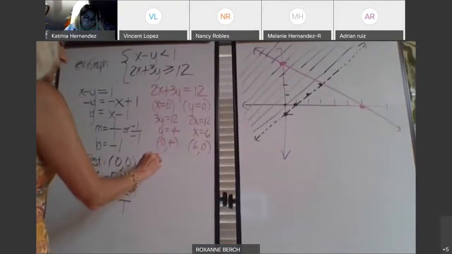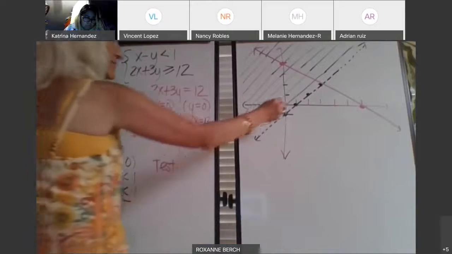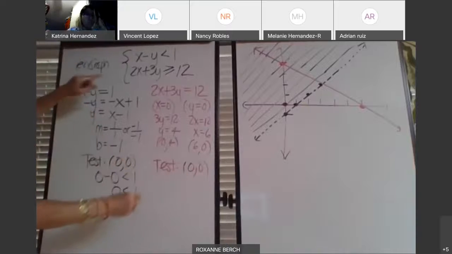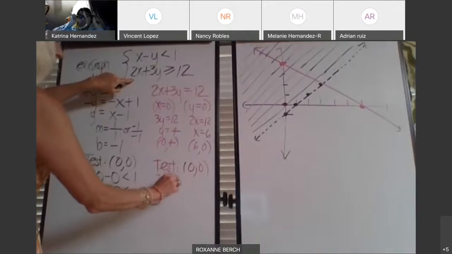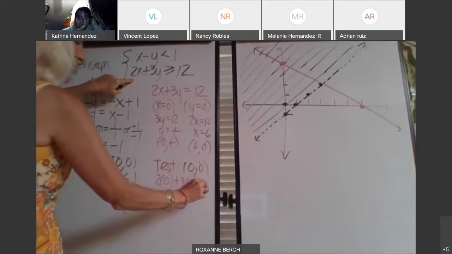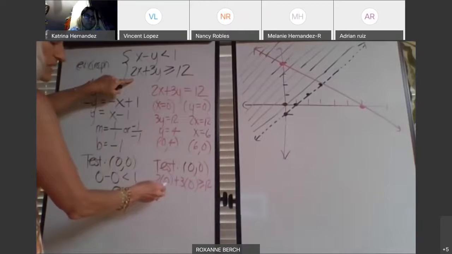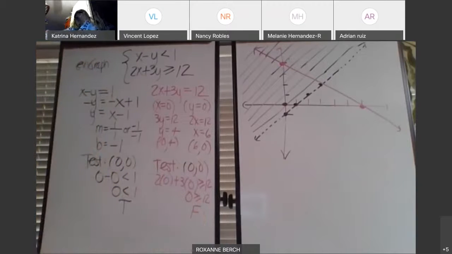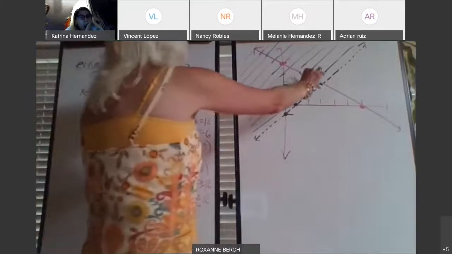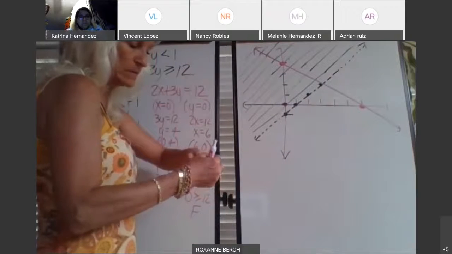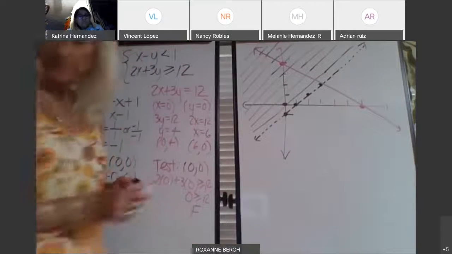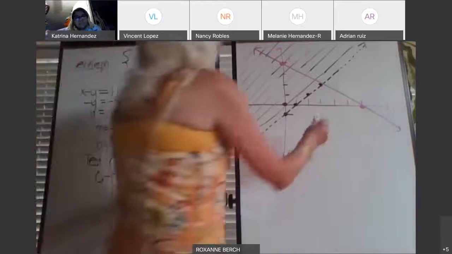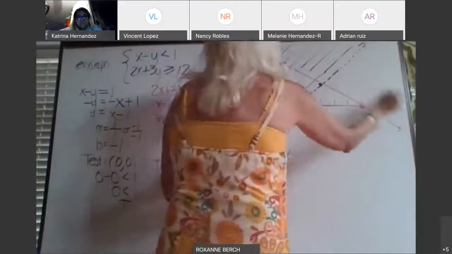So now I'm going to test a point. And guess what I'm going to test? I'm going to put it right there. I'm going to test 0, 0 into this. So 2 times 0 plus 3 times 0, is that greater than or equal to 12? 2 times 0 is 0, plus 3 times 0 is 0. Is 0 greater than or equal to 12? False. So that means don't shade on this side of the pink line. So that failed. Right? So if that failed, that means shade on the other side of the line.